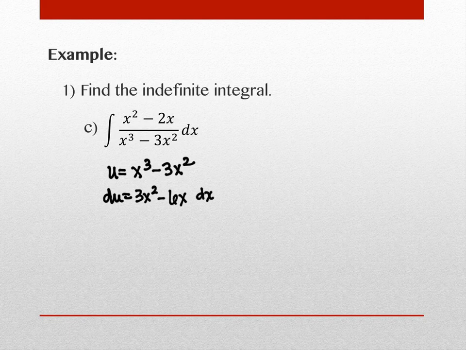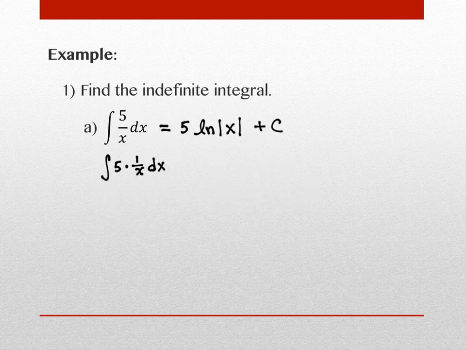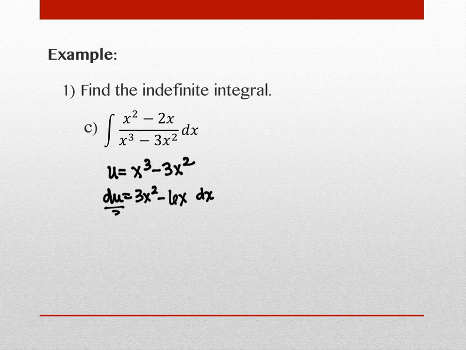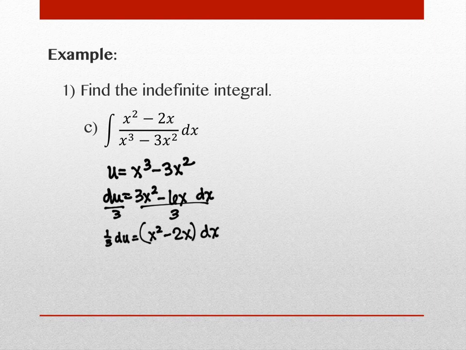Okay, that's not exactly my numerator. But how could I manipulate it so that it does look like my numerator? Take a 3 out or divide by 3. And so it becomes a lot like what we did, actually it was this one over here, where we divide both sides by 3 and move it to the other side. So in a very real sense, these are all going to be divided by 3 as well. So I'm going to do 1/3 du. And I'm going to divide each of those pieces, which is going to give me my x squared minus 2x dx, which is what I see in my numerator.